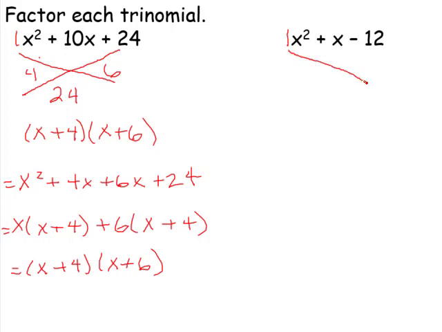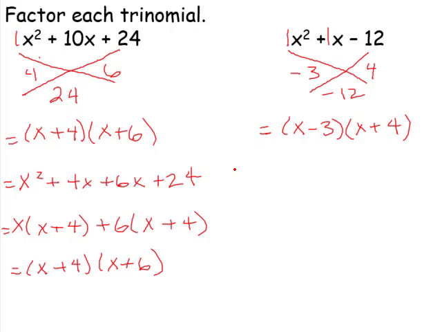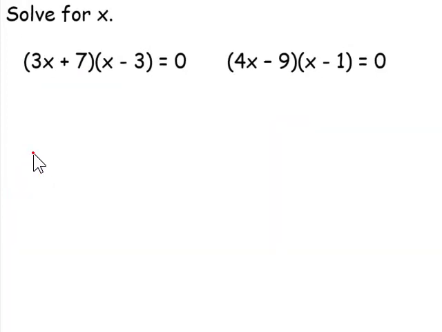1 times negative 12. We want two numbers that multiply to give us negative 12, but when we add the two numbers, we get 1. That would be negative 3 and 4. Negative 3 times 4 is negative 12, and negative 3 plus 4 is positive 1. So now we can simply say x minus 3 times x plus 4, and that's what it's equal to. And we're done.